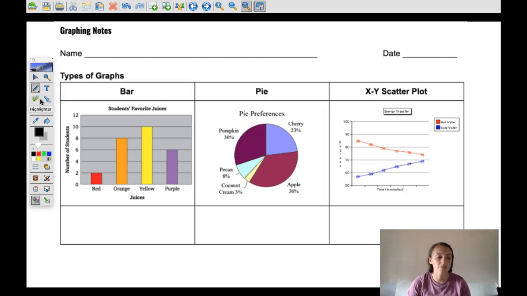Today's video is going to be focusing on the last portion of our second success criteria, which is creating a mathematical model that relates the independent and dependent variables. Or in other words, we're going to be learning about different types of graphs.